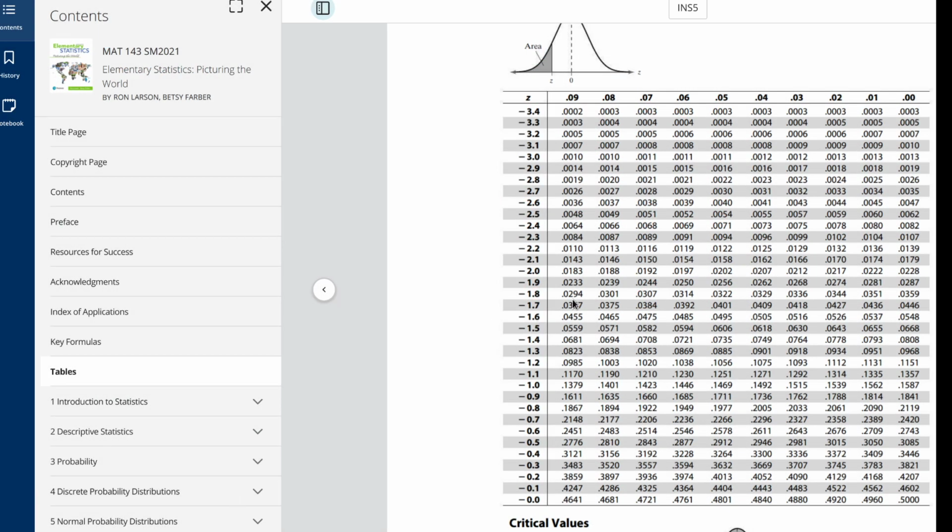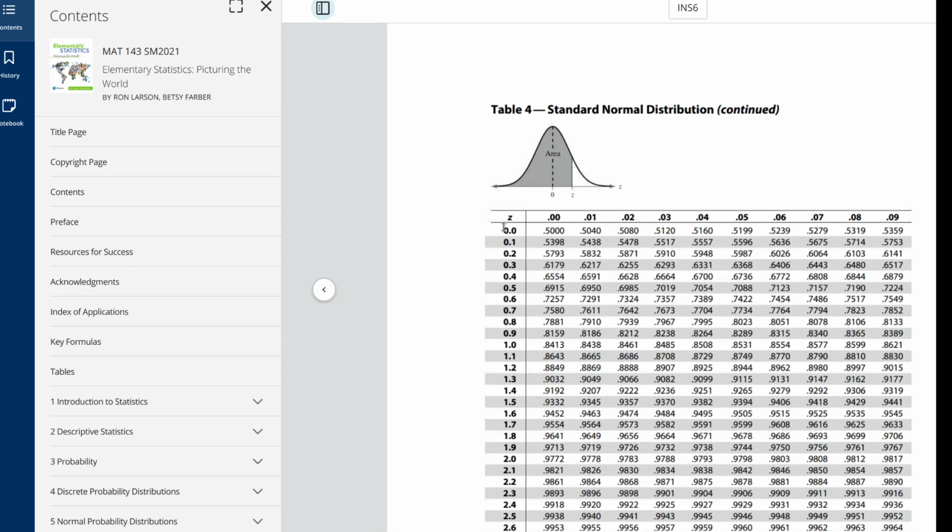I'm going to go back over to the table, and now I have to go forward a page. And here are our positive z-scores. Notice the positive ones are here. My z-score for z2 was 0.75, so I want to get to 0.75. I come to 0.7 and over to 5, and that's 0.7734.